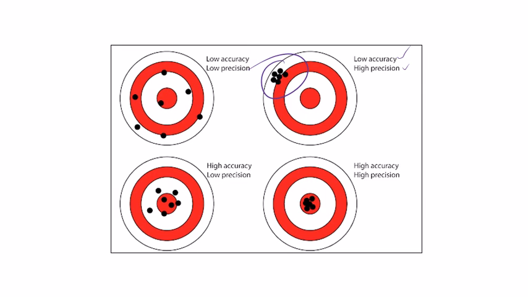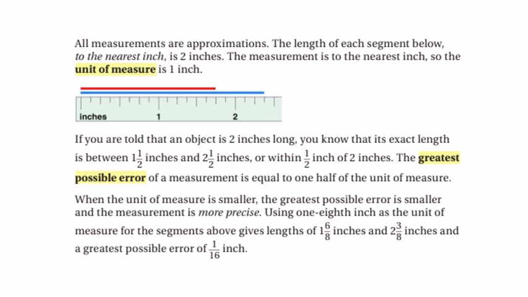here have made it into the same area. So my data points there are closer together, however they still aren't on my bullseye. So that is low accuracy, high precision. If I go to high accuracy but low precision, they are all surrounding my bullseye here, but they are not very close together. And then finally, high accuracy, high precision, all of my darts are in that bullseye and they are all together. So, all measurements are approximations.